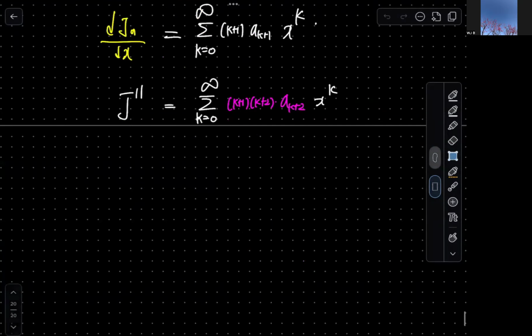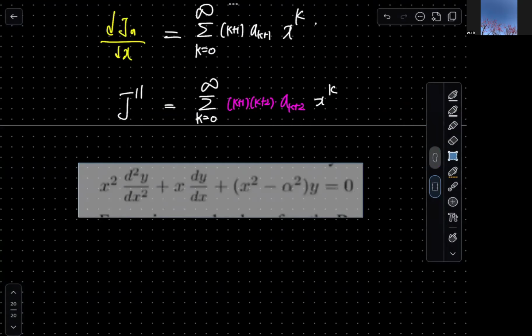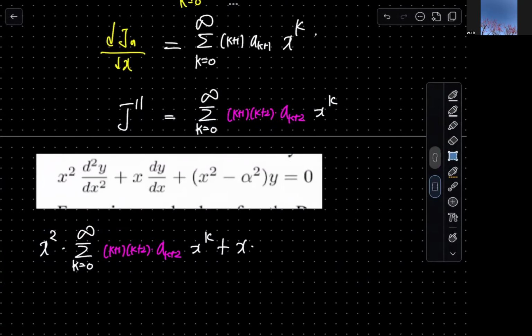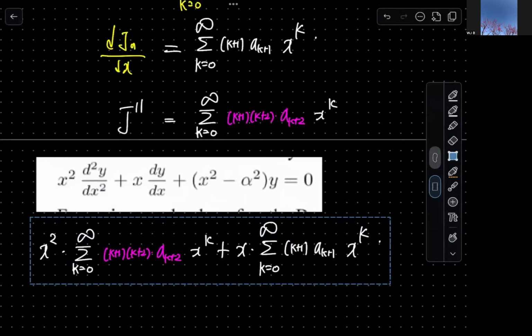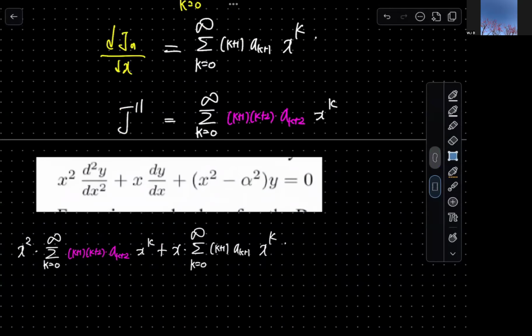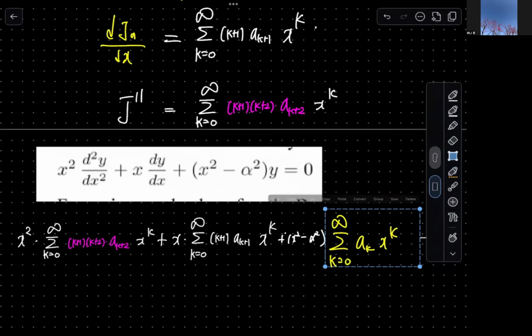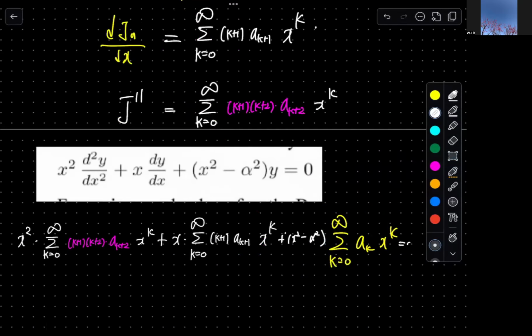Okay, let's try. So what we have is we're going to multiply by the x squared on the second derivative, which I have here, and I'm going to multiply this by x times the first derivative. That's great. And then the last term will be multiplied by x squared minus alpha squared. The general solution here was y, so I have that. And we were given this to be equal to 0.